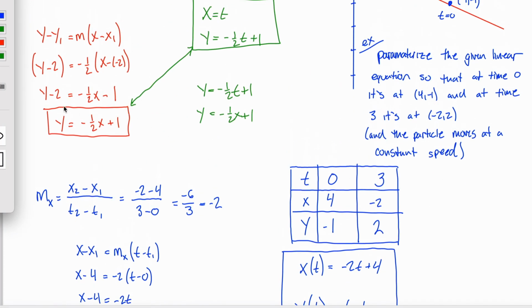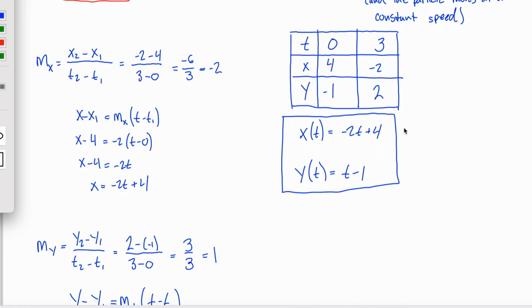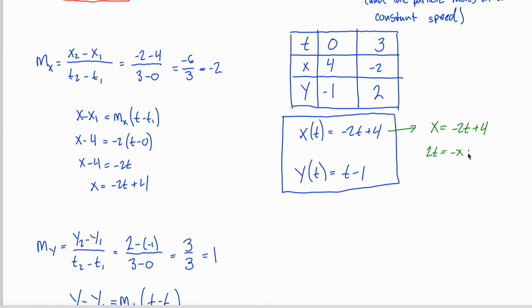Because we want to end up with an equation that's solved for y, it makes life easiest to take the other variable, the letter x, and solve that equation in terms of t. So I have x is equal to negative 2t plus 4. If I want to solve this equation for t, one option would be to add the 2t over to the left, and then subtract the x over to the right, and then divide both sides of the equation by 2. So I got t is equal to negative x plus 4 divided by 2.